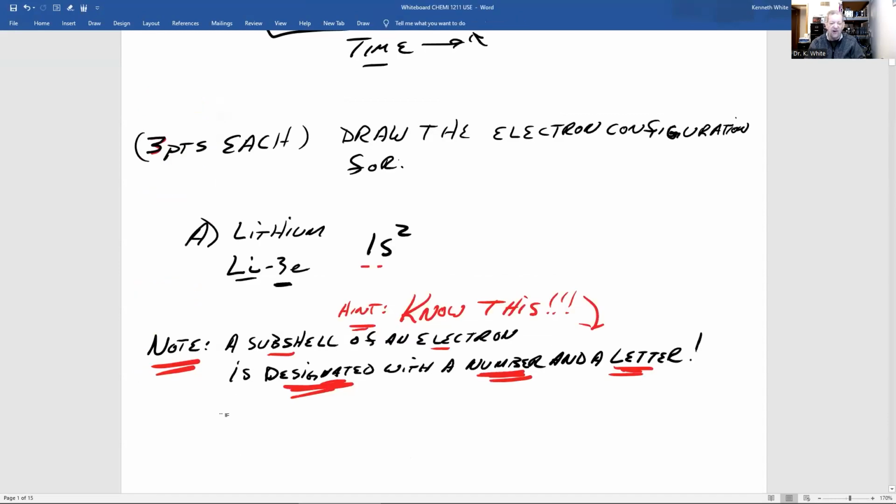So we now have to go to the next shell, lowest energy, because we filled up 1s, and that's 2s. And how many electrons do we need to put in there? 3 minus 2 equals 1 electron. And this is your answer.